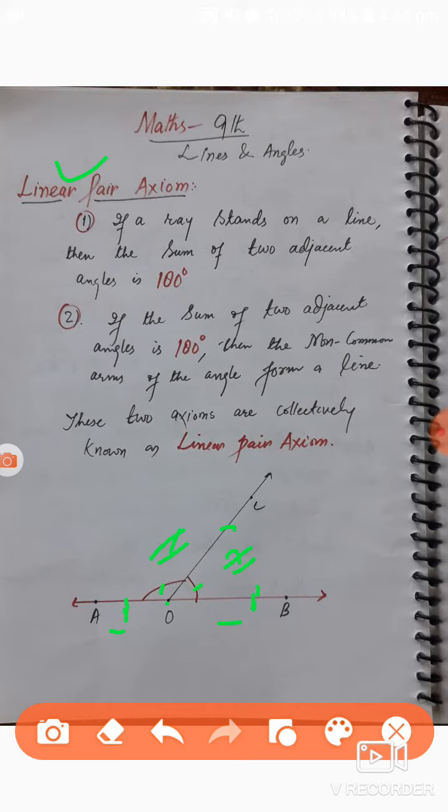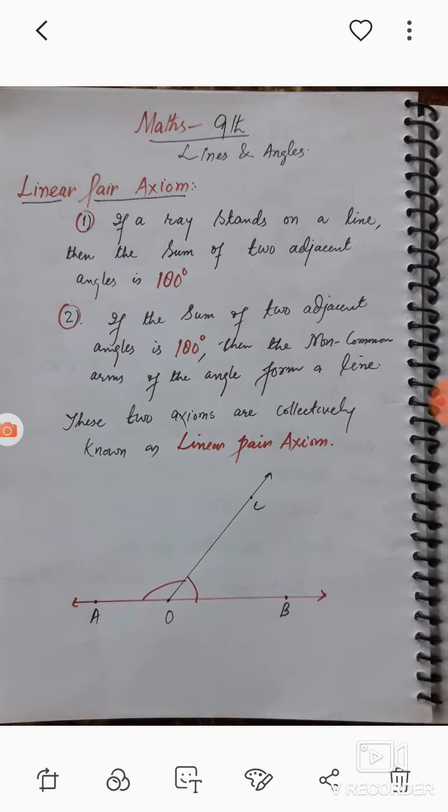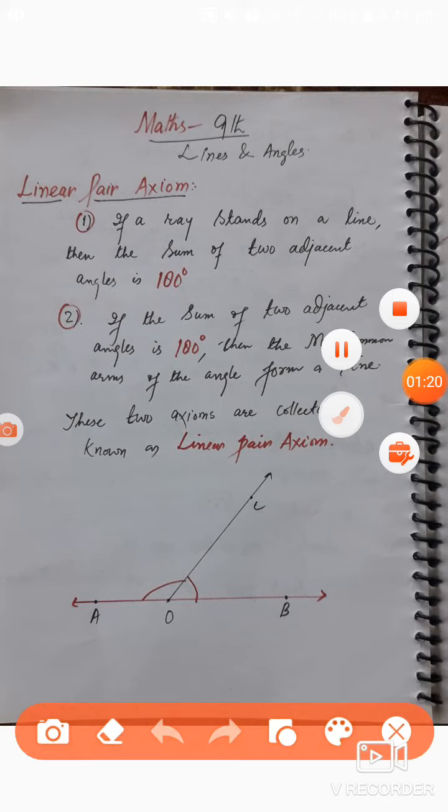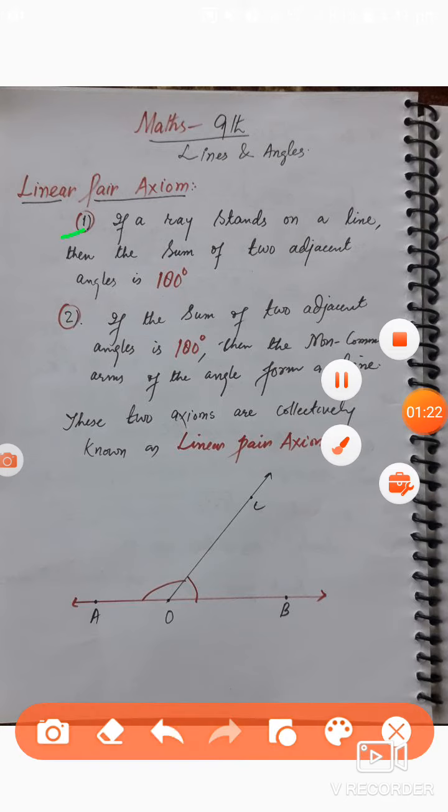Now we have two axioms for the linear pair angles. Number one is that if a ray stands on a line, like OC stands on a line AB or AOB, then the sum of the two adjacent angles is 180. Then the sum of these two adjacent angles is 180.